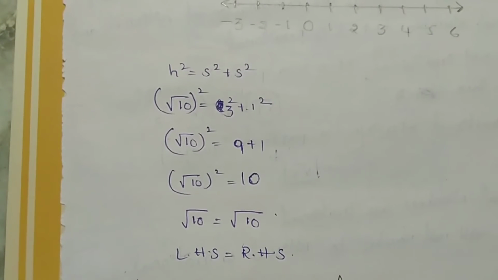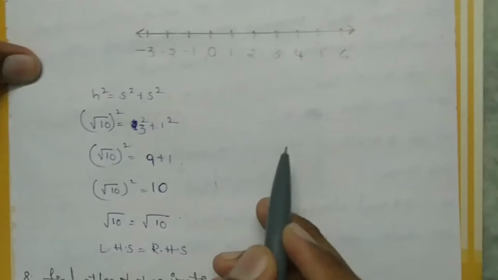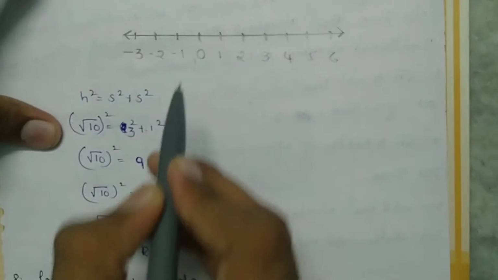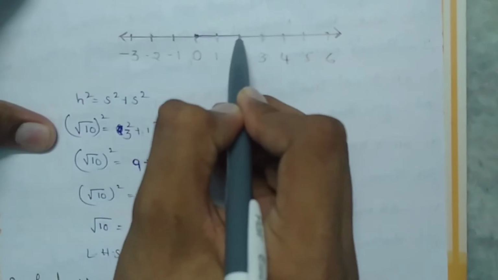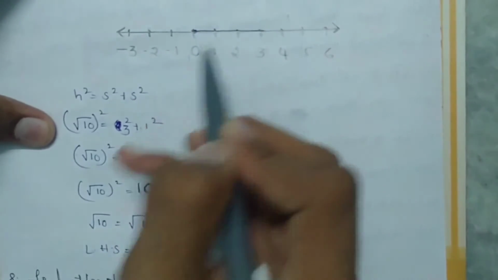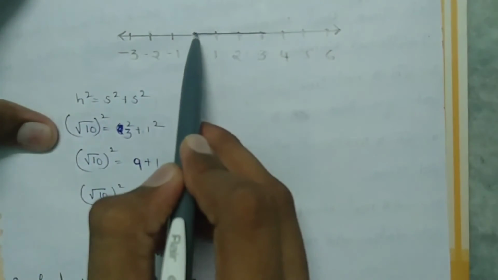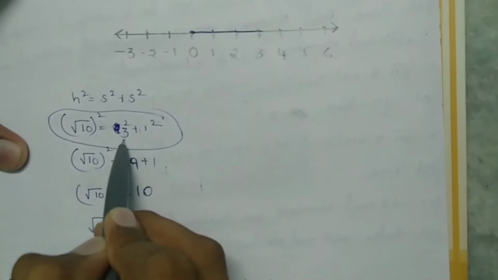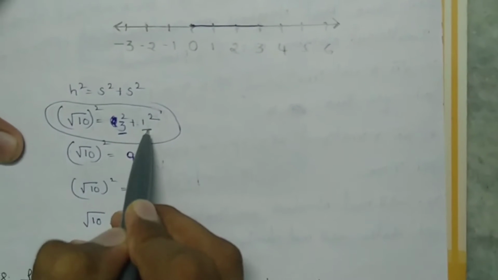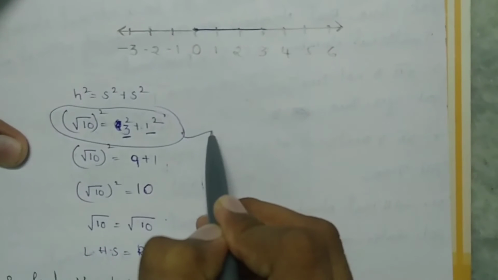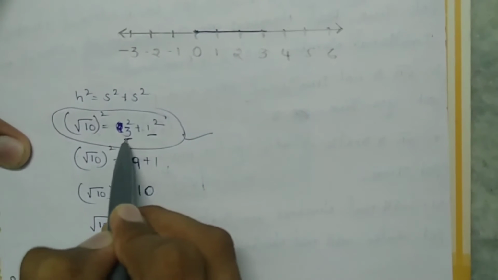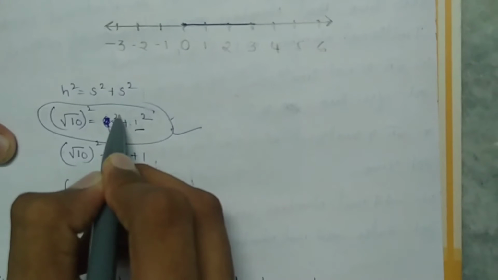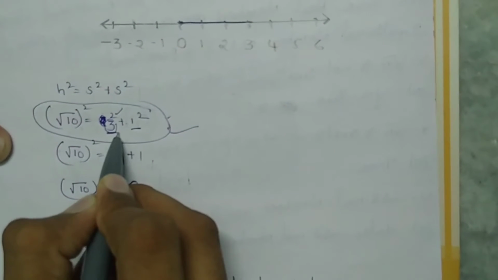Now we will go to the problem of how to locate root 10 on the number line. First we have to draw a 3 centimeter line from 0 to 3. How, sir, can we draw a 3 centimeter line? See this statement: we have to take 3 centimeter, next 1 centimeter. For locating irrational numbers on the number line, we only look at the second statement, the basis form, not the exponential form.